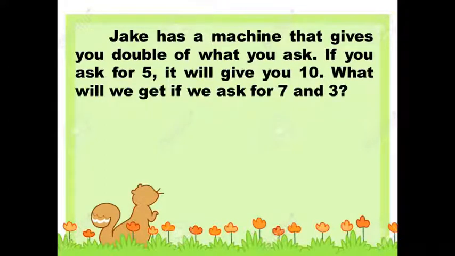We have here a word problem. Jake has a machine that gives you double of what you ask. If you ask for 5, it will give you 10. So what will he get if he asks for 7 and 3?